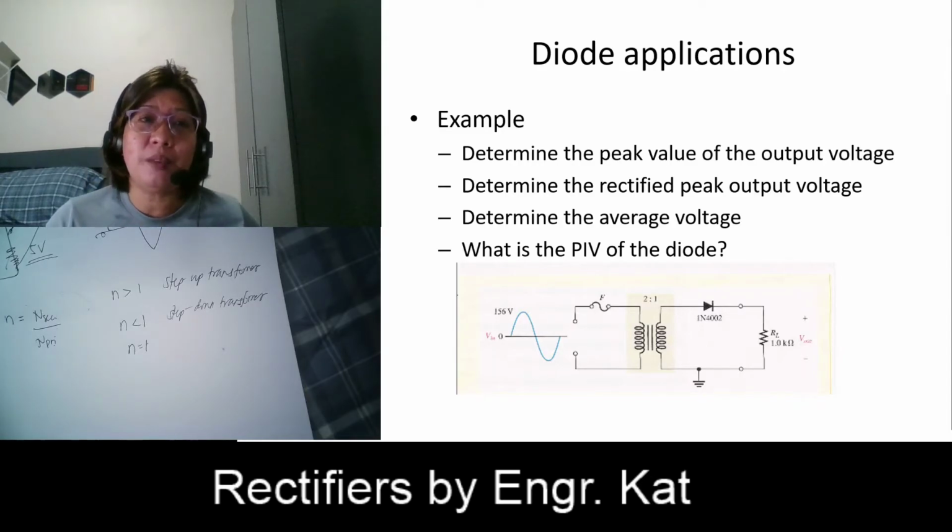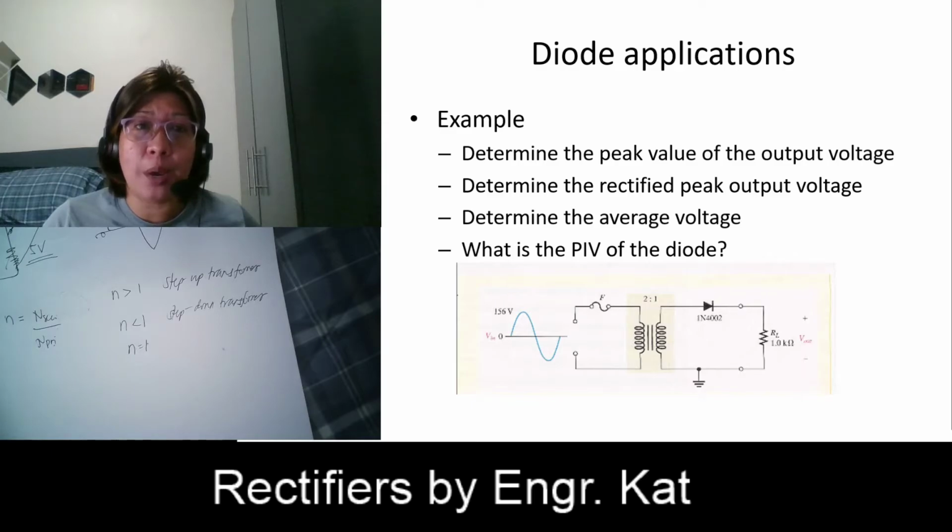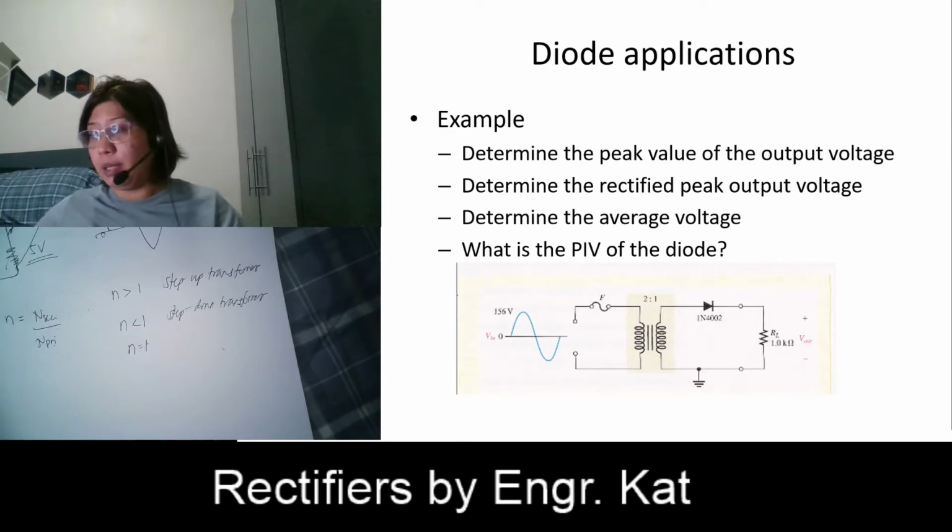So during the positive half, no, not yet. So this is the primary voltage. We still need to compute for the secondary voltage, that is determine the value of the output voltage here. What will be the value that will be our input for our rectifier diode? So we are given here a 2:1. Okay, 2:1 transformer. So what do we mean by 2:1? 2 is the primary winding and 1 is the secondary winding.